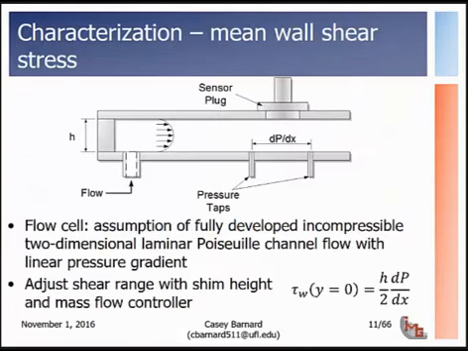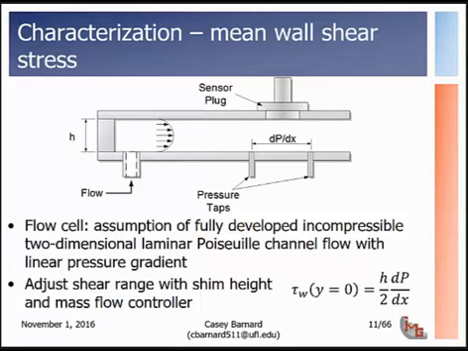So how do we calibrate the actual performance of this device? We have two methodologies. One is for mean shear and one is for fluctuating shear. For the mean shear, we use what's called a laminar flow cell, and this is basically just a Poiseuille flow-driven pressure gradient in a duct. We can adjust the shear measured at the wall according to this equation here, where h is just the gap height of this laminar flow.